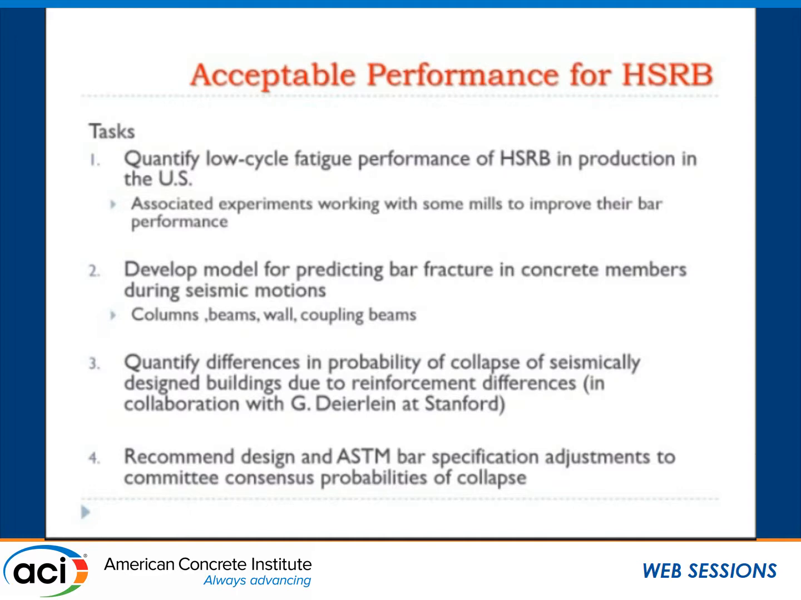So are all these changing our probability of collapse of those buildings? How much so, and what can we do to help it out? And the final part of this is to recommend any design changes and ASTM specifications to get us to whatever those probability of collapse targets in ACI 318 are deemed useful. So that's this project. This part of it is in collaboration with Stanford, so they're doing a lot of the analytical work, looking at the building performance and the collapse hazards.